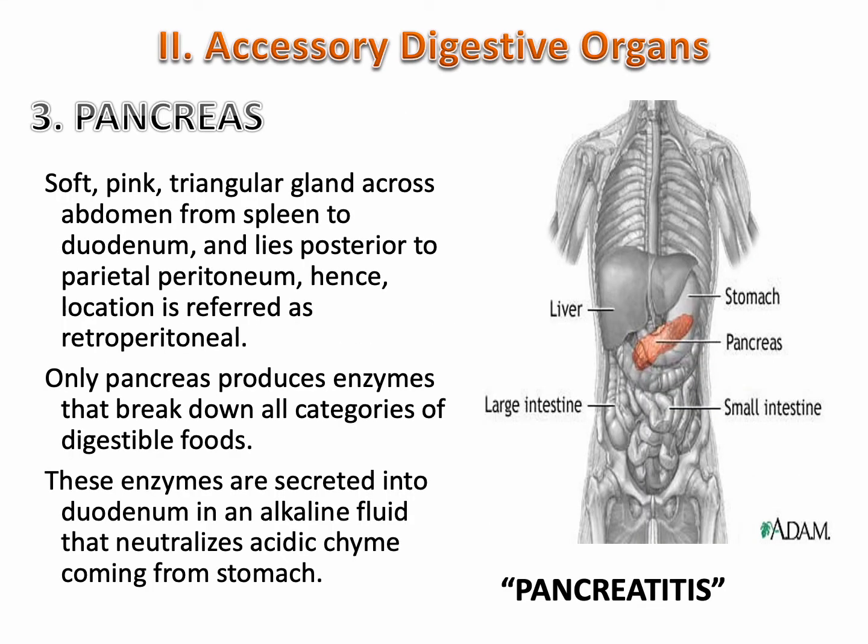The pancreas is a soft pink triangular gland across abdomen from spleen to duodenum. It lies posterior to the parietal peritoneum, kaya ang pinatawag sa location niya, retroperitoneal. Only the pancreas produces enzymes that break down all categories of digestible foods.